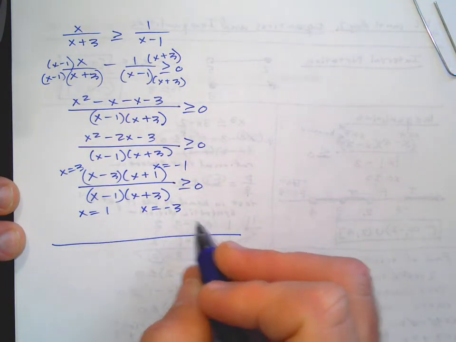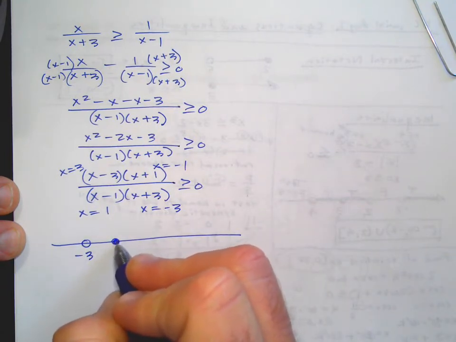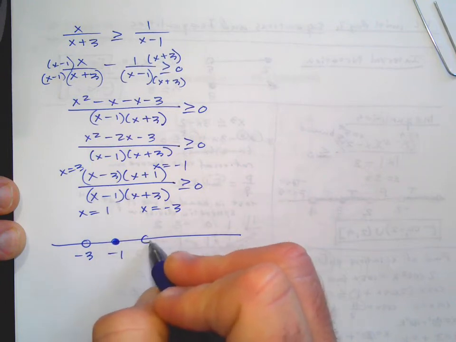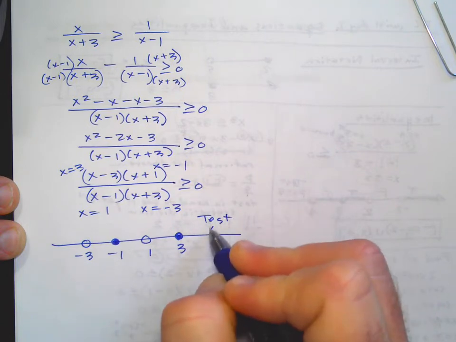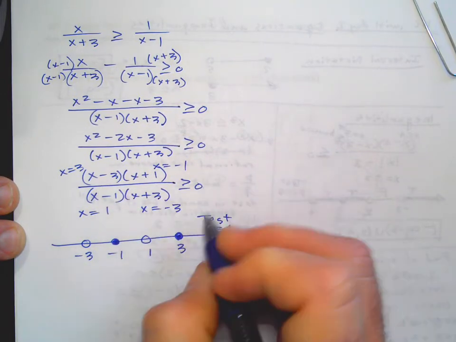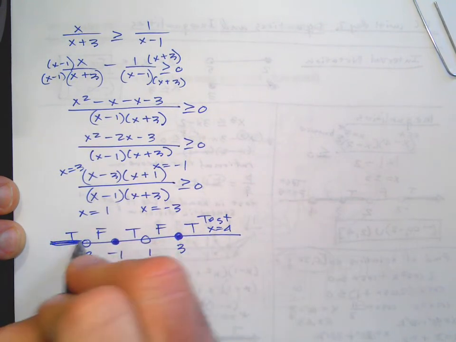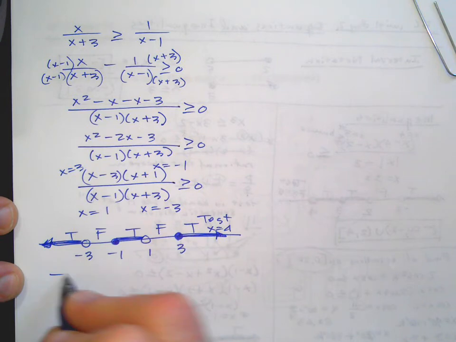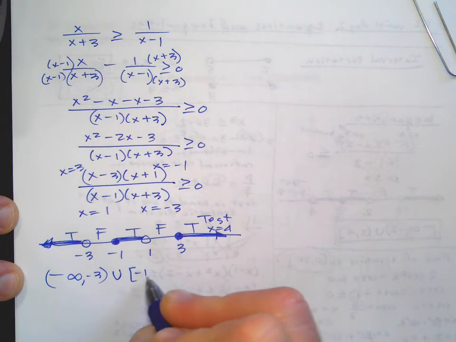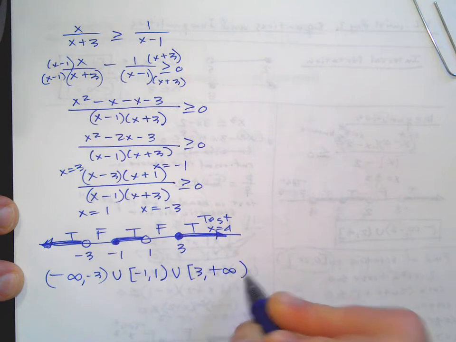Order left to right. So the ones on the bottom are going to be open dot. So open dot at -3. Solid dot -1. Open dot at +1. Solid dot at 3. Test the value. I like far right. 4. Positive, positive, positive. True, false, true, false, true. So there's your answer. Negative infinity, -3, union, bracket, -1 to 1, parenthesis, union, bracket, 3, parenthesis, positive infinity, parenthesis.